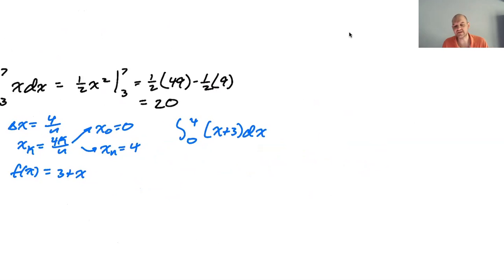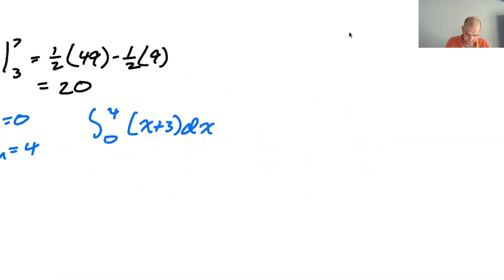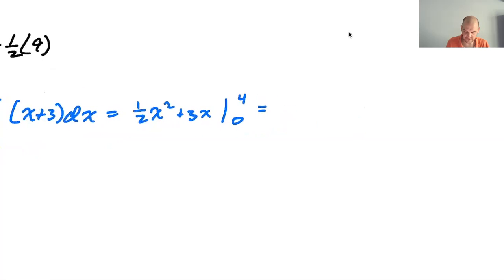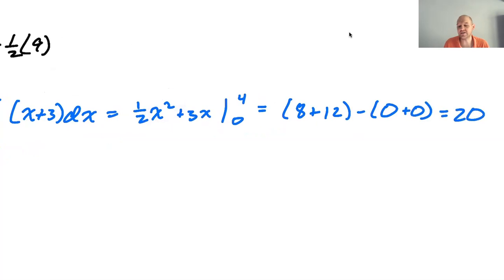There's multiple ways to do this. My best students seem to do this one way, and then everyone else, including me, seems to do it a different way. So what I do is I will do 1/2 x squared plus 3x from 0 to 4, right? And plugging in 0 is the greatest thing in the world because it's just going to zero out. So I get 4 squared is 16 over 2 is 8. And then plus 3 times 4 is 12, minus 0 plus 0. So we get 20. That's how I do this problem.